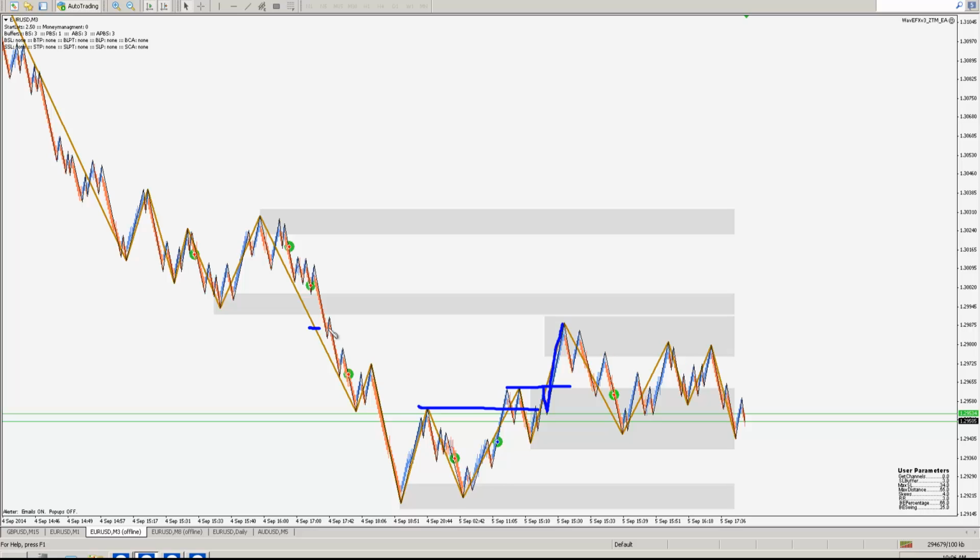And I probably would have targeted this area just below this support and resistance box. That would have been a great trade. But if I remember correctly, there was no way to get into that trade because it was during the news release. But this is the type of price action you're looking for when I'm talking about a breakout trade.